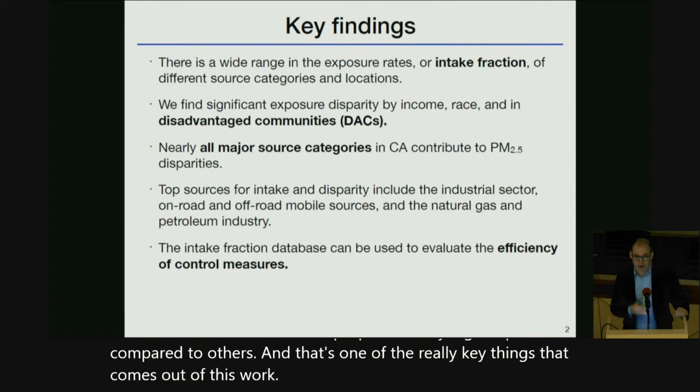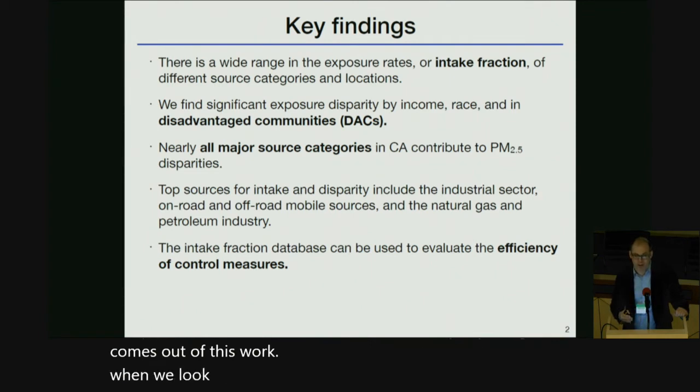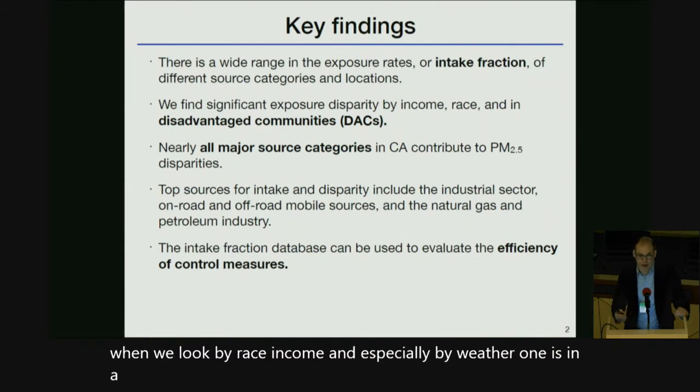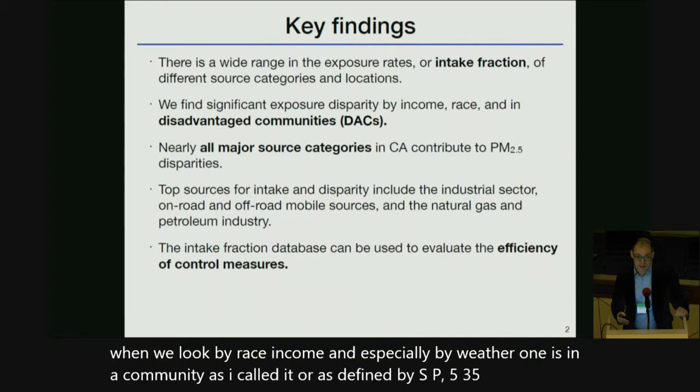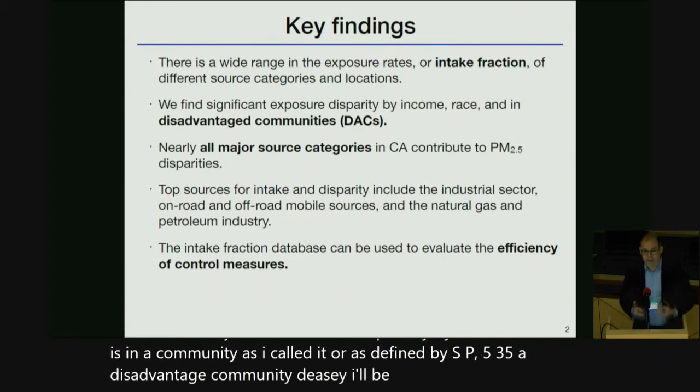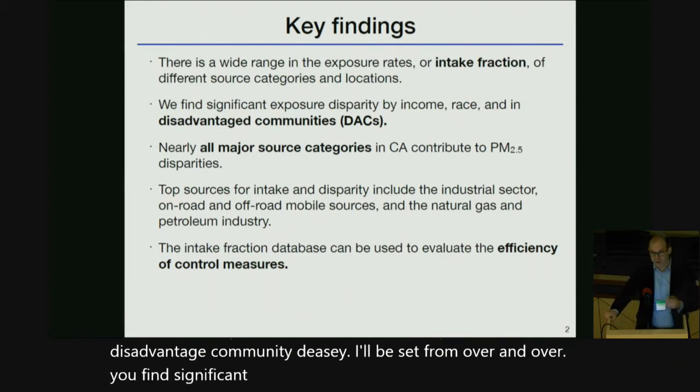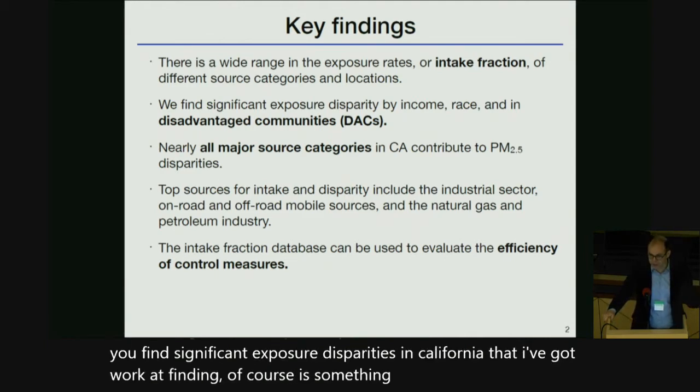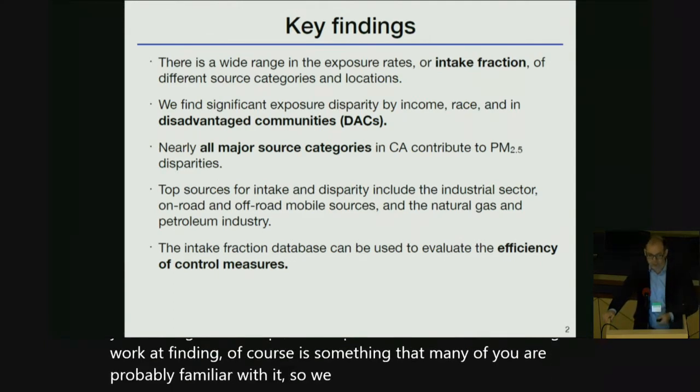When we look by race, income, and especially by whether one is in an EJ community, as Zoe called it, or as is defined by SB 535, a disadvantaged community, DAC, I'll use that term over and over, we find significant exposure disparities in California. That finding, of course, is something that many of you are probably familiar with. Zoe just mentioned it. Our work perfectly supports that observation.